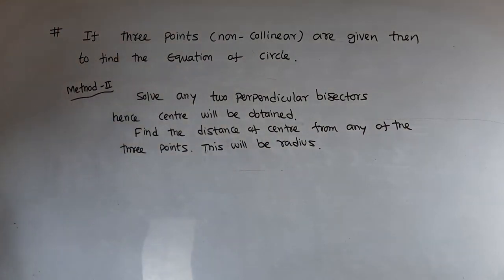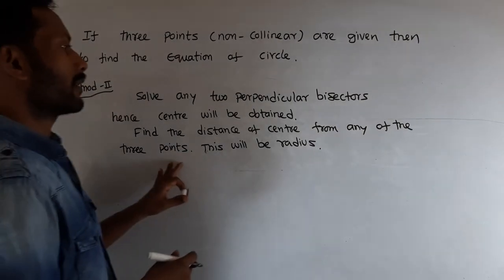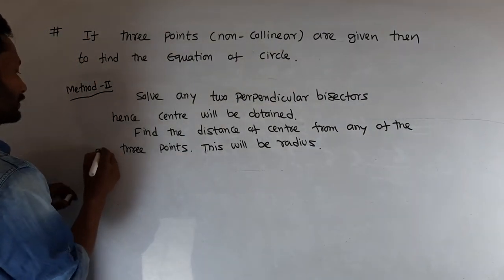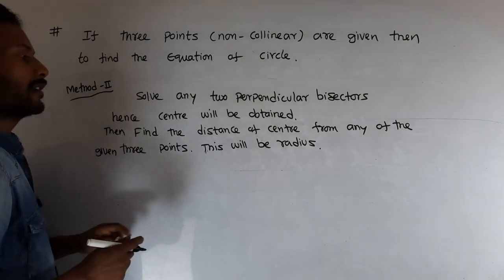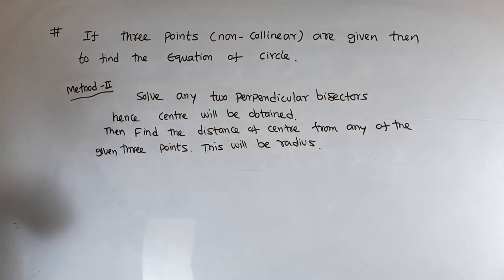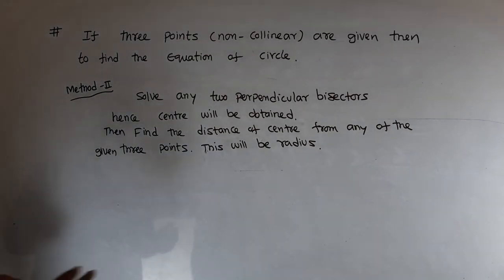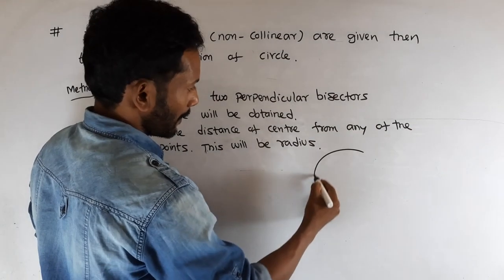What is the method? Solve any two perpendicular bisectors. Hence, the center will be obtained. Then find the distance of the center from any of the given 3 points. This will be the radius. I will explain clearly.